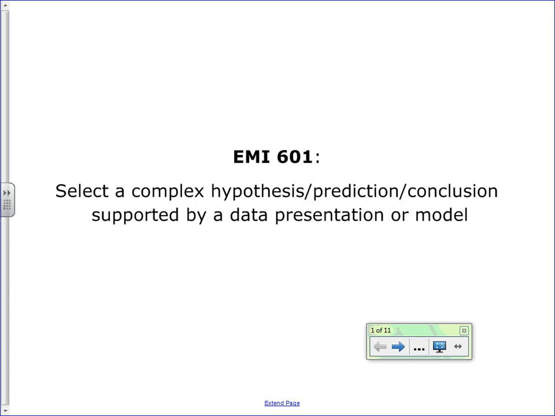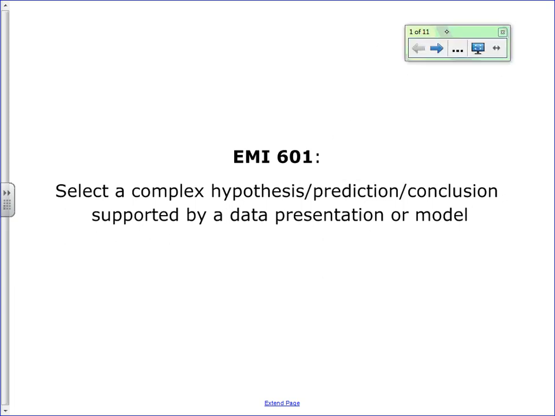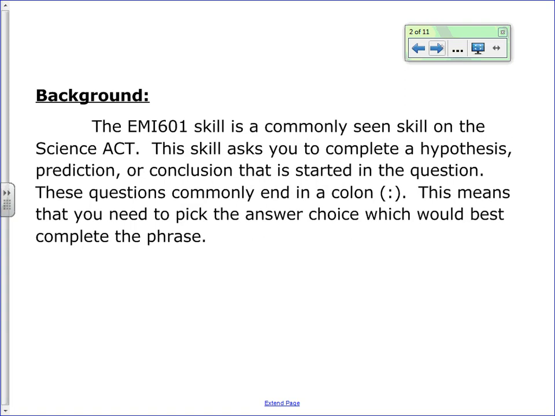Video for Emi601: select a complex hypothesis, prediction, or conclusion supported by a data presentation or model. In front of you right now, you should have the skill sheet for Emi601 so that you can follow along as you watch the video with everybody else who's actually here in the lab for today. We're going to get started by reading through the background information together to make sure we all understand what skill we're actually trying to complete here.